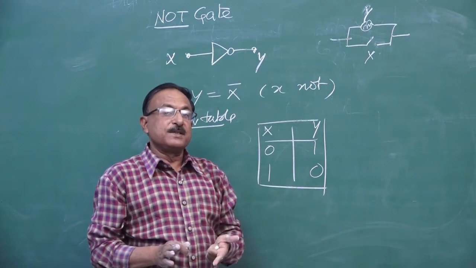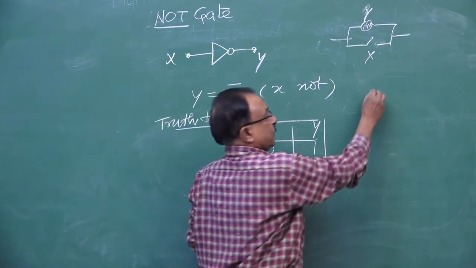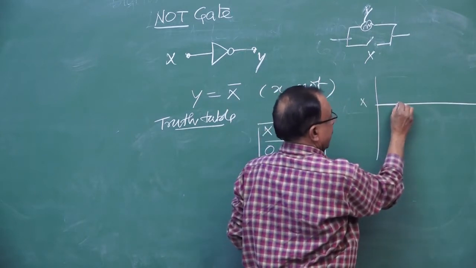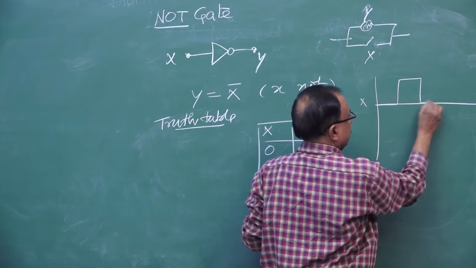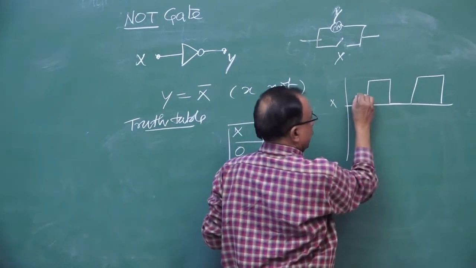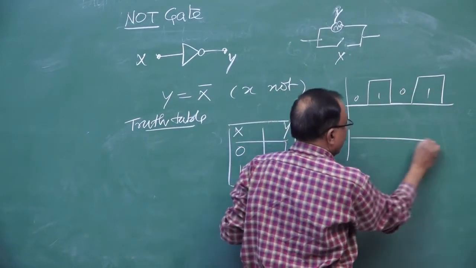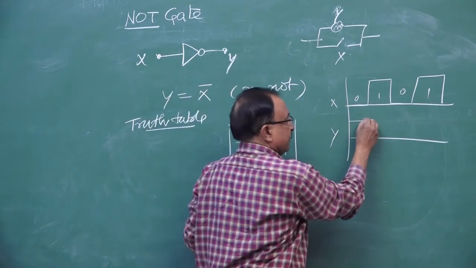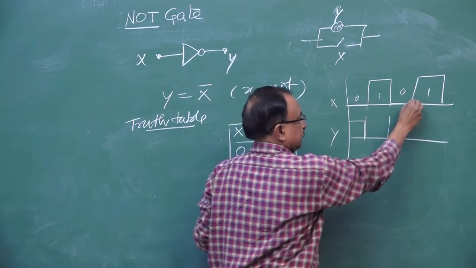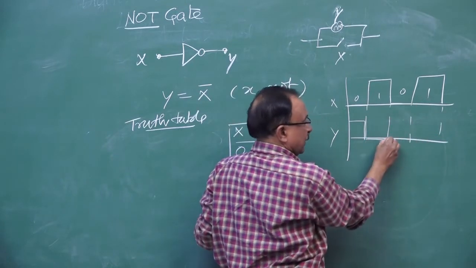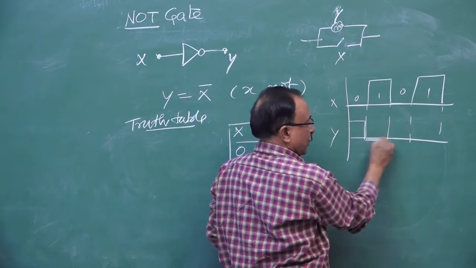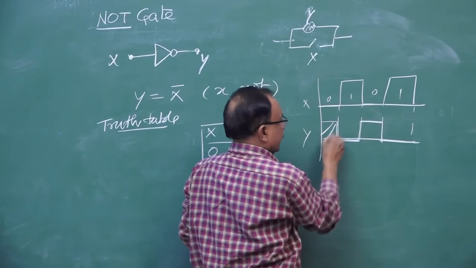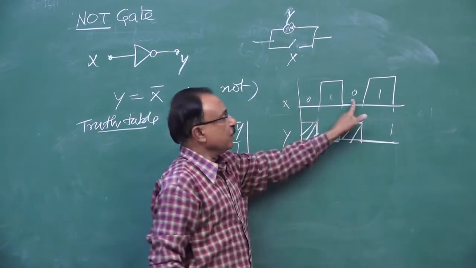In form of pulses, how do we represent the output and input? Suppose here is a pulse X, the input pulse: 0, 1, 0, 1. So what will be the output pulse? When there is an input, there is no output. Again, when there is no input, there is an output. So we get the output when there was no input.